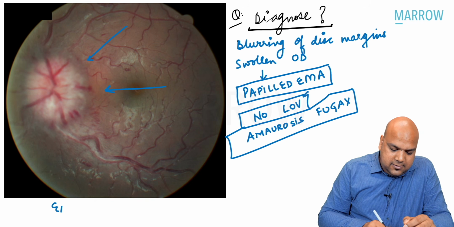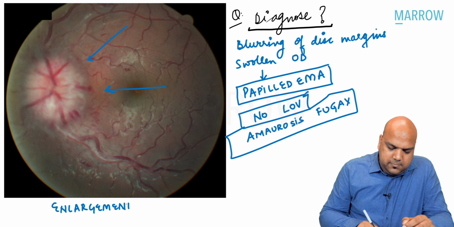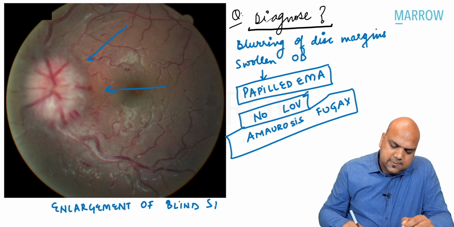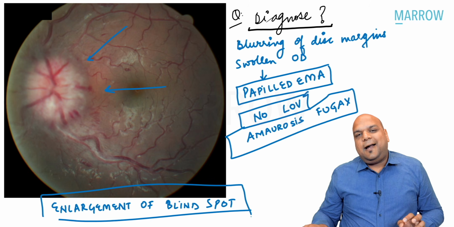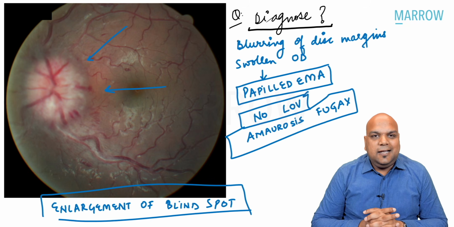Okay, and we can call papilledema also as enlargement of blind spot if we are talking in terms of our visual field charting. I hope we are pretty clear about this. That's all.